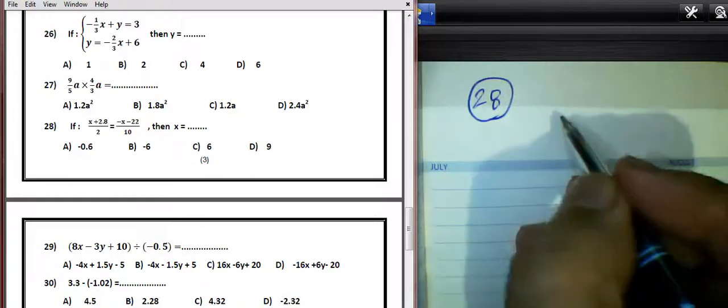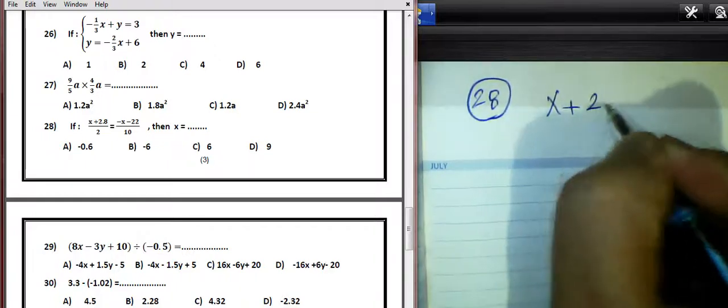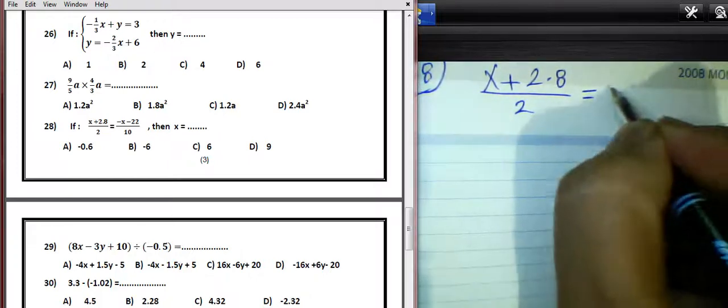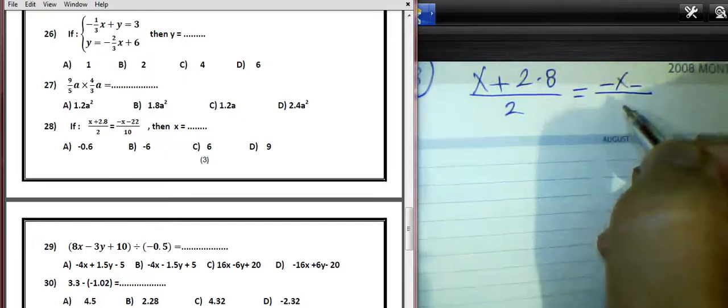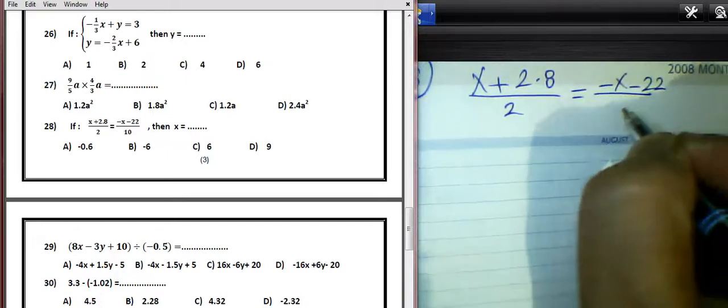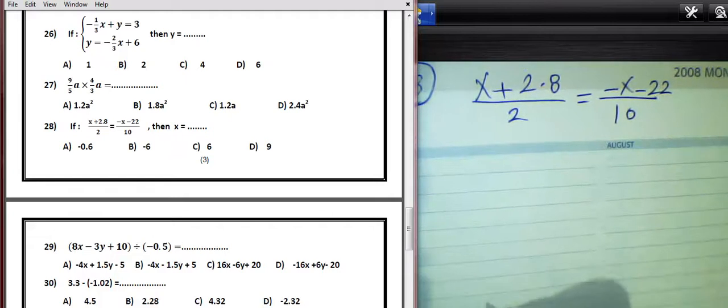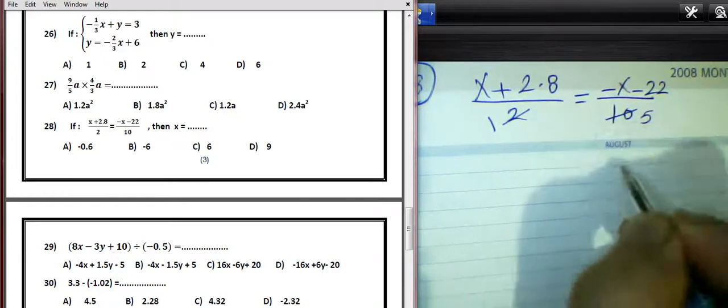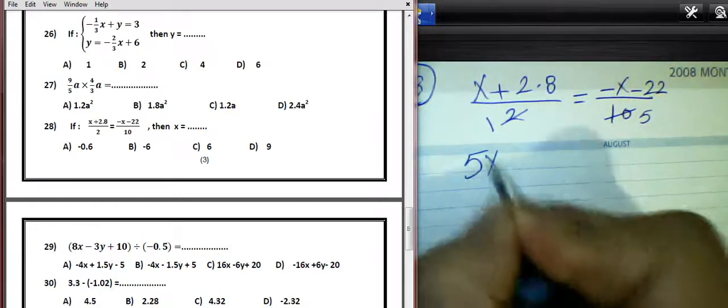Look with me at question 28. Question 28, if x plus 2.8 over 2 equal negative x minus 22 over 10, then x equal blank. Write with me, x plus 2.8 over 2 equal negative x negative 22 over 10. We can simplify it. Okay, 2 divided by 2 equal 1, 10 divided by 2 equal 5, and 5 multiply x equal 5x.